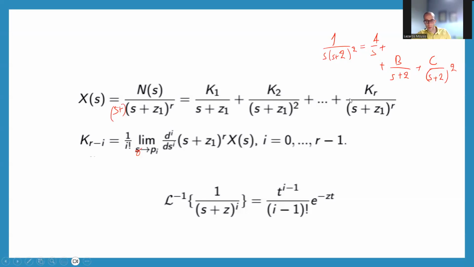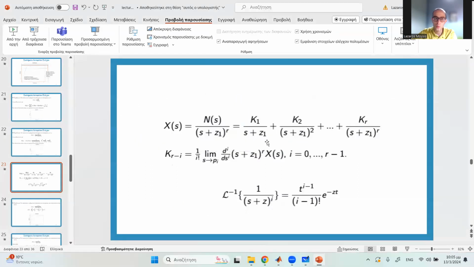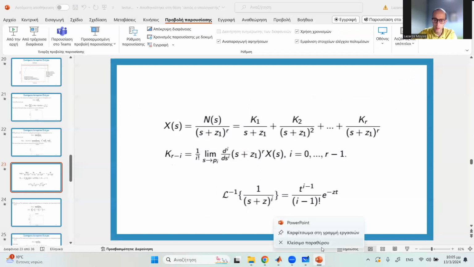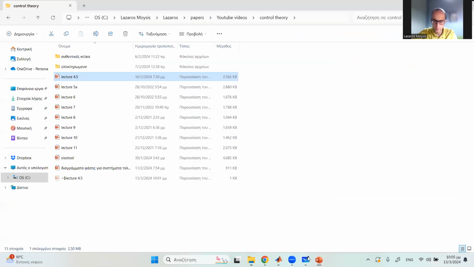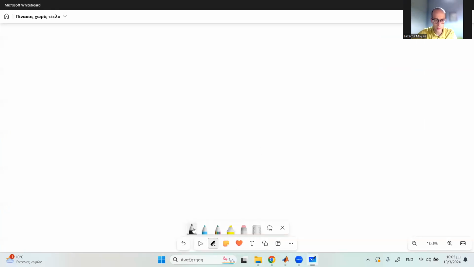I'm going to give you some examples. You will find also this formula in most of the books on automatic control systems. The idea is this: you always start by computing the higher order fraction. So here I'm going to start by computing kr, and then I'm going to go back until I reach k1. But this is a bit difficult to understand just by looking at this formula, so I'm going to explain this through examples. All right, let's go into our canvas and let's start by solving the differential equation.